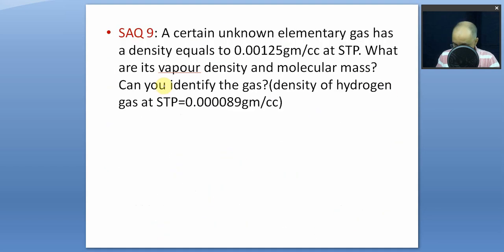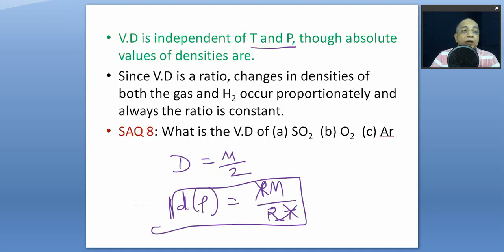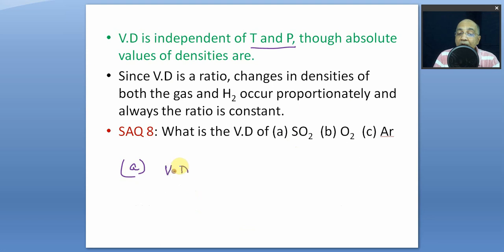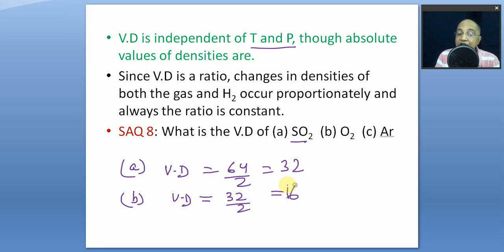Let us now solve this problem. Find out the VD of these gases. Very simple. A, the molecular mass of SO2 is 32 plus 32, 64, by 2. VD is equal to molecular mass by 2. So the vapor density of SO2 is 32. That means SO2 is 32 times heavier than hydrogen. So what about oxygen? Oxygen molecular mass is 16 plus 16, 32, by 2 is 16. So oxygen is 16 times heavier than hydrogen.